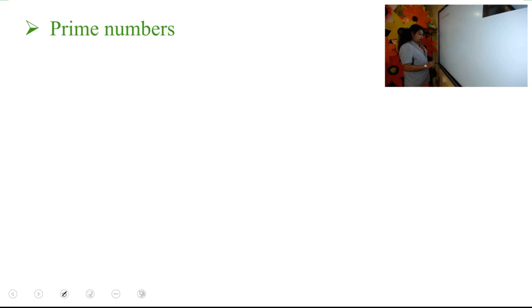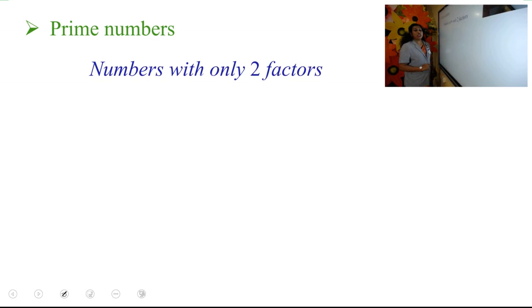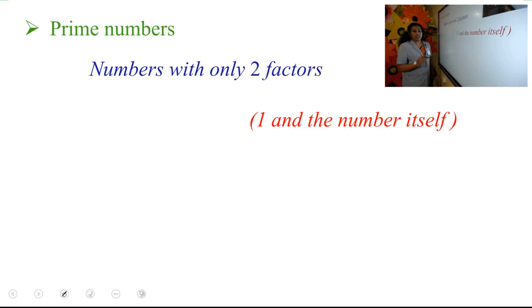What are prime numbers? Numbers which have only 2 factors. 2 factors means 1 and the number itself. If we start from the counting number 1, is 1 a prime number? No. 1 into 1, repetition comes. 1 is neither prime nor composite.